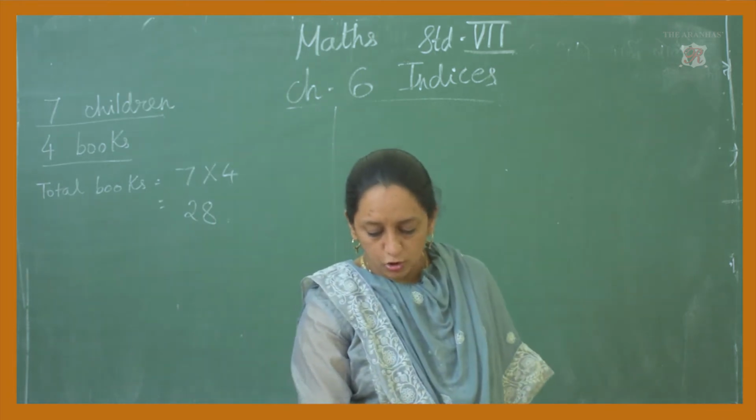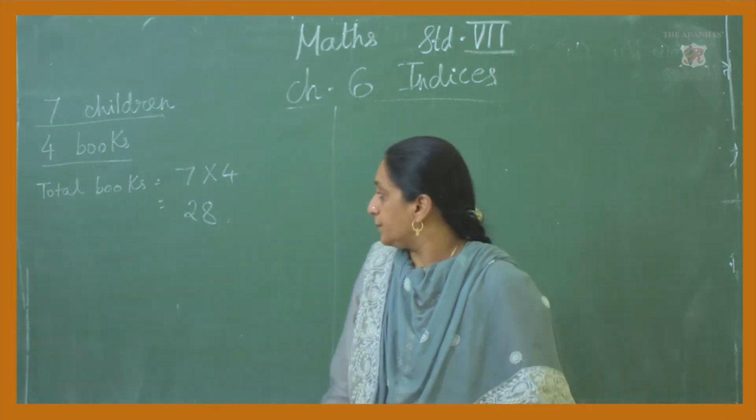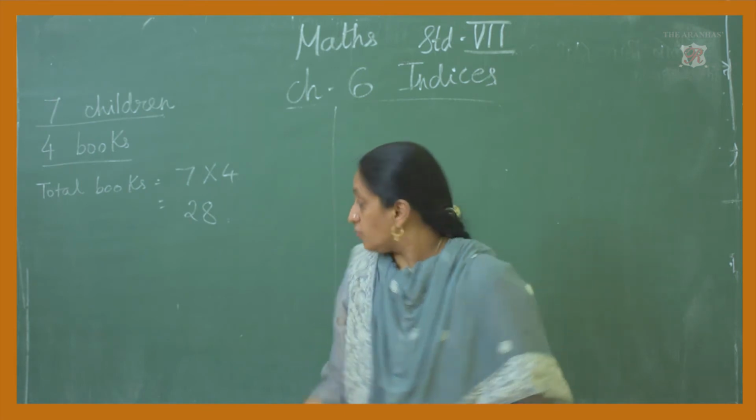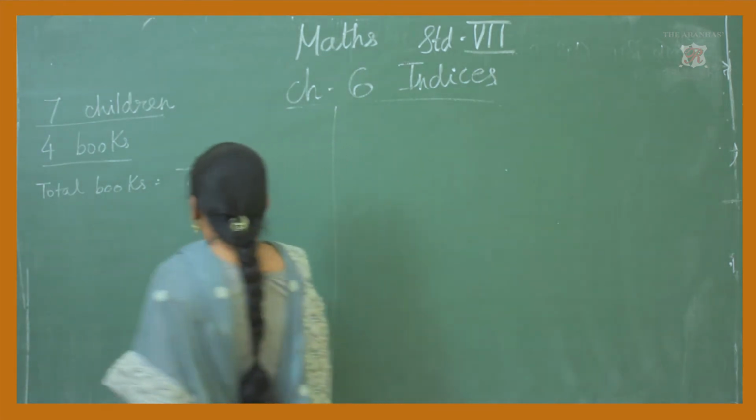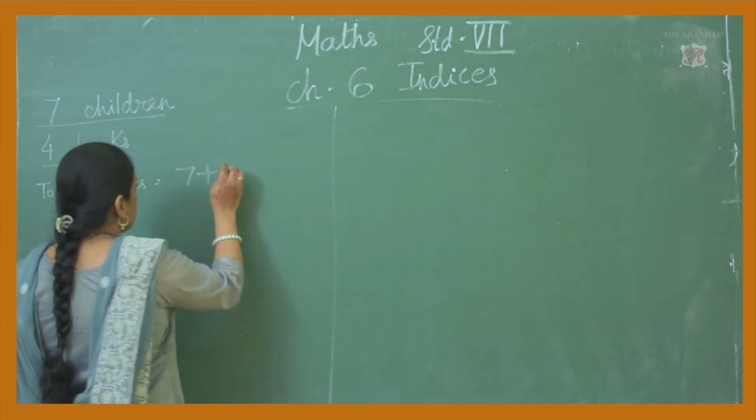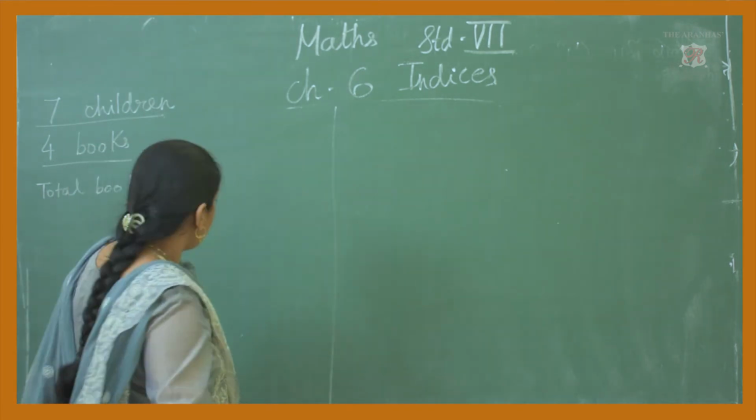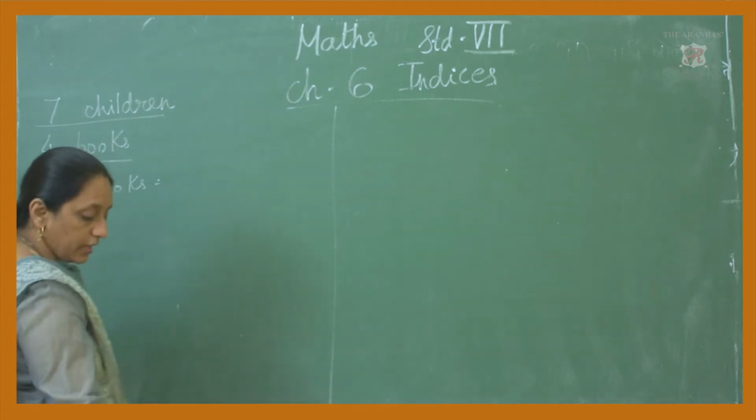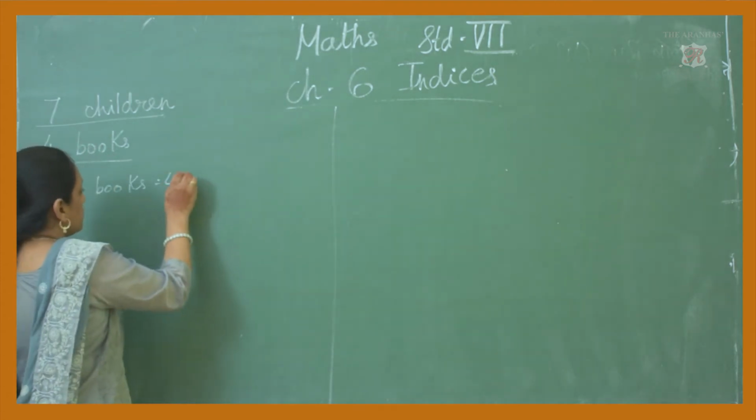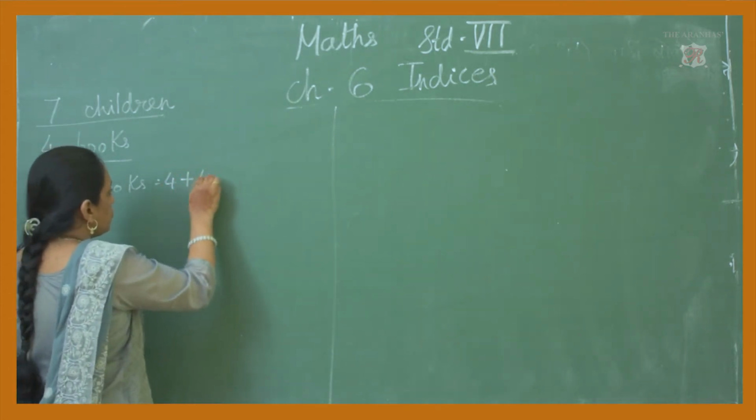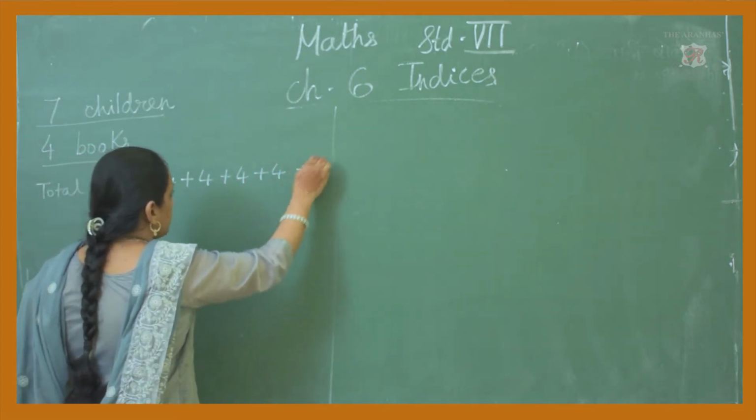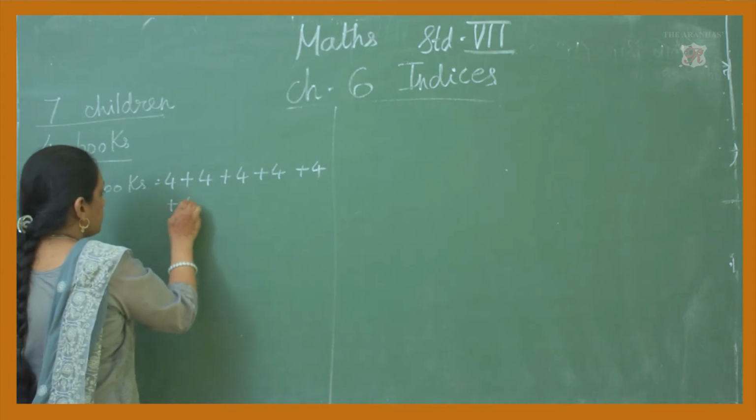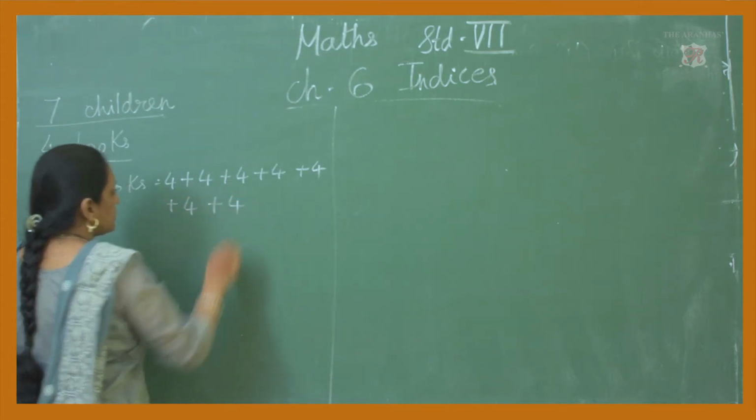Here addition is the operation that is carried out repeatedly. Instead of multiplication in your textbook they have given addition. How many times you will add? They have added 4. I had multiplied, now they have added. 4, one child. 4 books, second child. 4 books, third child. 4, fourth child. 4, fifth child. 4, sixth child and 4, seventh child.